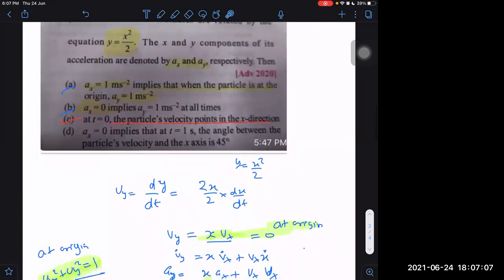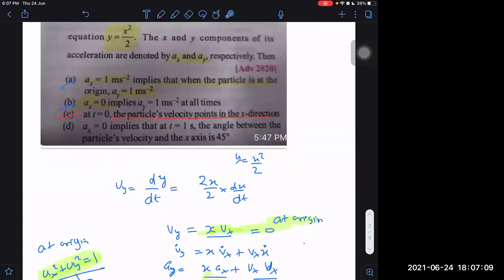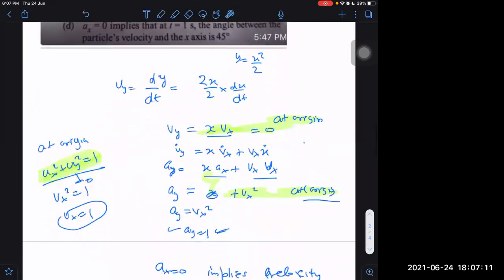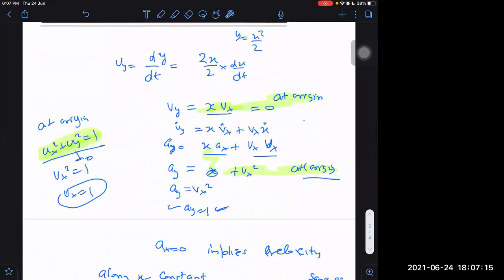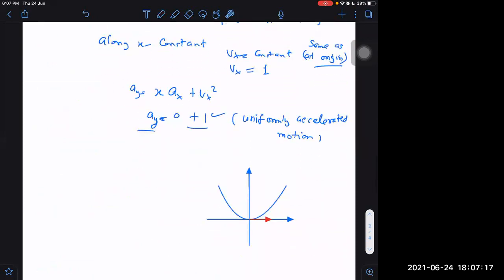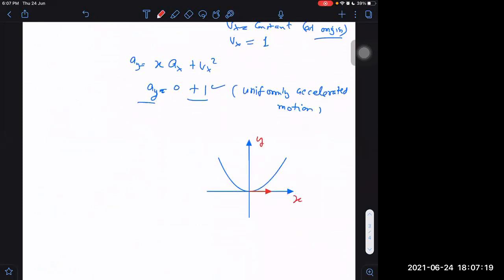Next, the graph is for y versus x. Equation of trajectory. It is the equation of the path followed.